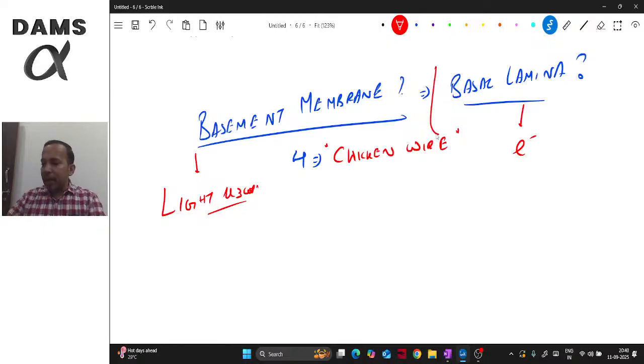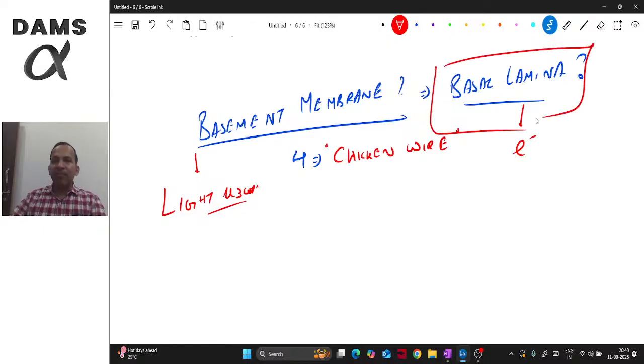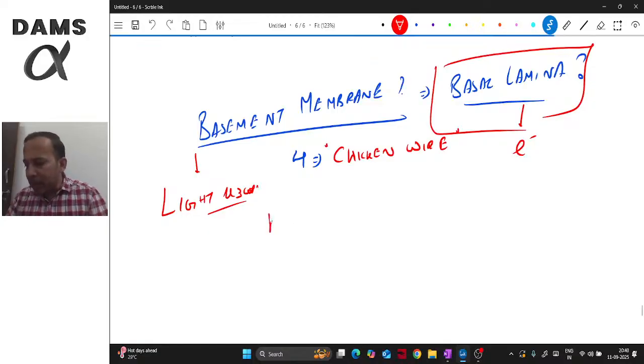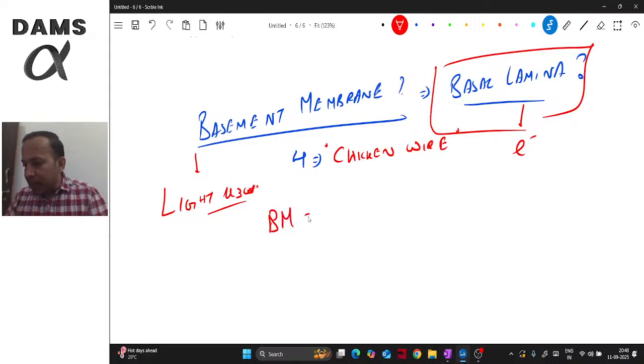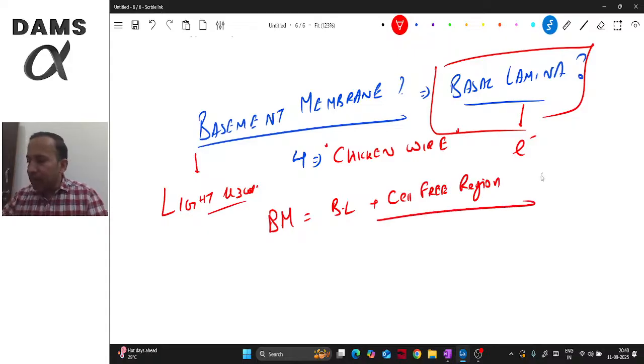So that's why I asked about the basal lamina specifically here, because talking about basement membrane includes many other fibers apart from type 4 as well. So when you say basement membrane, it includes basal lamina plus the cell-free region of the connective tissue. So basement membrane has more collagen fibrils apart from type 4.